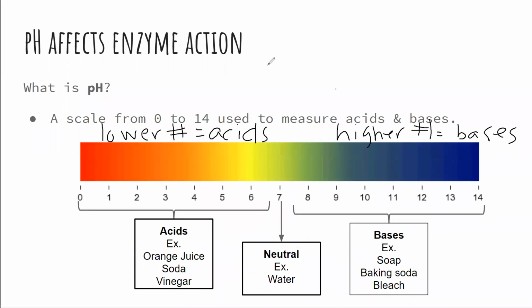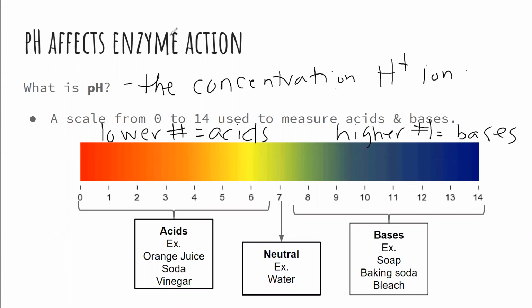I had a question and I wanted to answer this question really quickly. What does pH stand for? pH stands for the amount of hydrogen ions in a solution. So it's actually the concentration of hydrogen ions in a solution. So the more hydrogen ions a solution has, the more acidic it's going to be. So watch out.